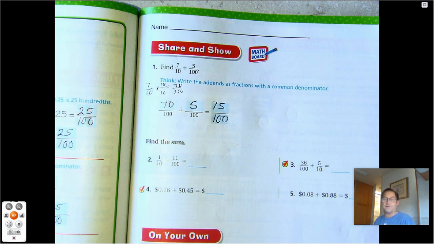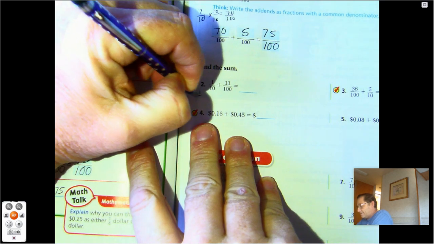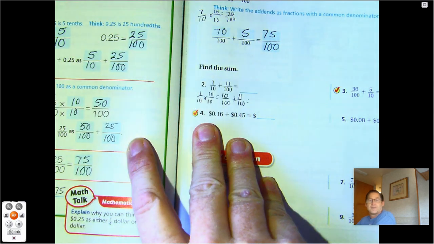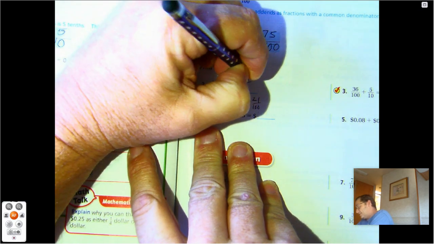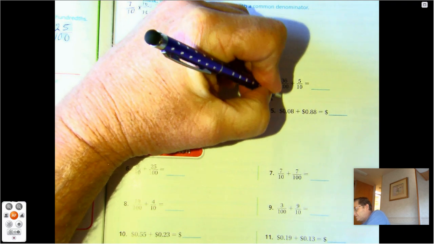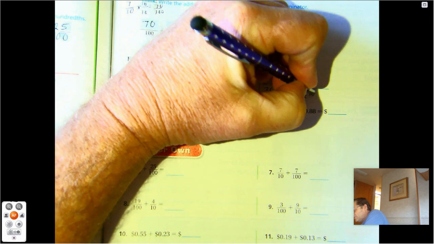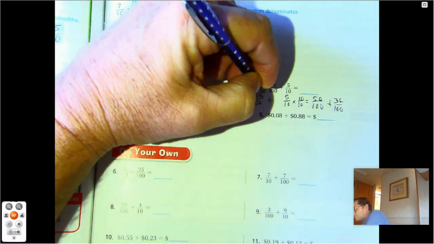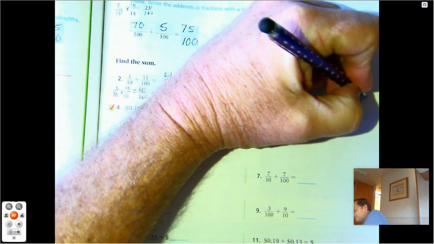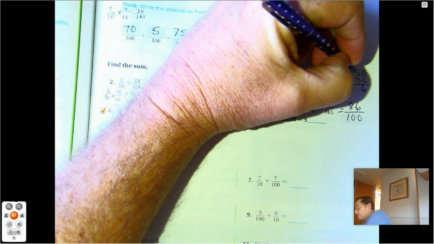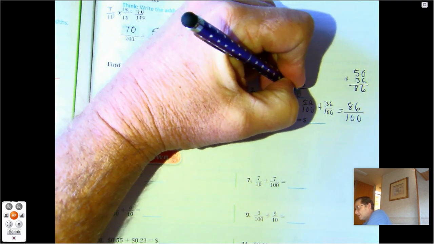1/10 plus 11 hundredths. So we need to make the 1/10 into hundredths by multiplying by 10. So we get 10 hundredths plus 11 hundredths. 11 plus 10 is 21 hundredths. Number 3. Again, we have different size parts, so we need to make them have common denominators. 5/10 times 10 over 10. That would give us 50 hundredths plus 36 hundredths. 50 and 36 is 86 hundredths. Okay. 6 and 0 is 6. So we have 6 ones. 5 tens plus 3 tens is 8 tens. So 86 hundredths.